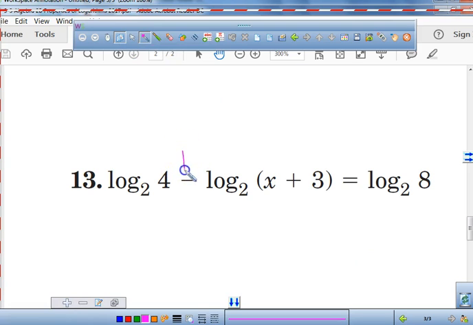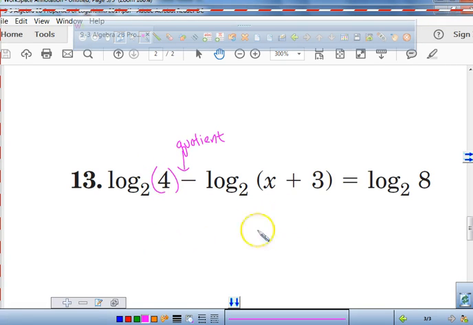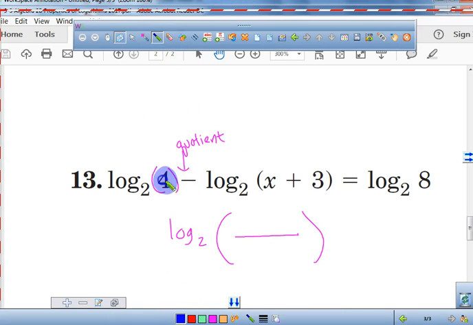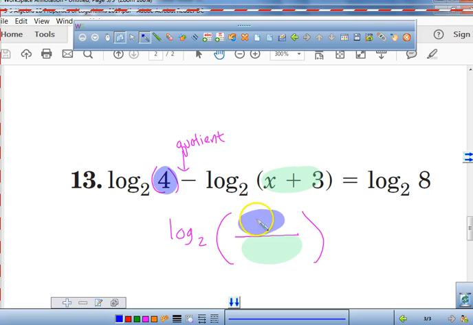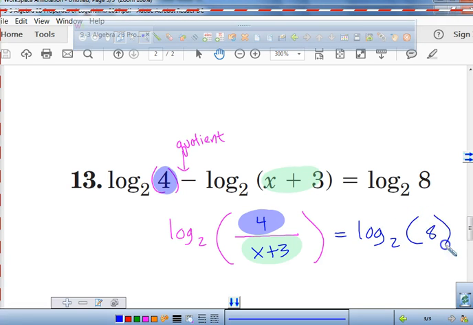All right, first thing I'm going to do in this problem is put a little arrow pointing at this minus sign, and I'm just going to write the word quotient. We're dealing with the quotient property. So to rewrite this using the quotient property, you're going to write log base 2 open parentheses, and you're going to make a fraction out of this number and this number. Which number is going to be on top? 4. What number is going to be on the bottom? X plus 3. So right here, in the numerator, put the 4. In the denominator, put the x plus 3, and set it equal to log base 2 of 8.